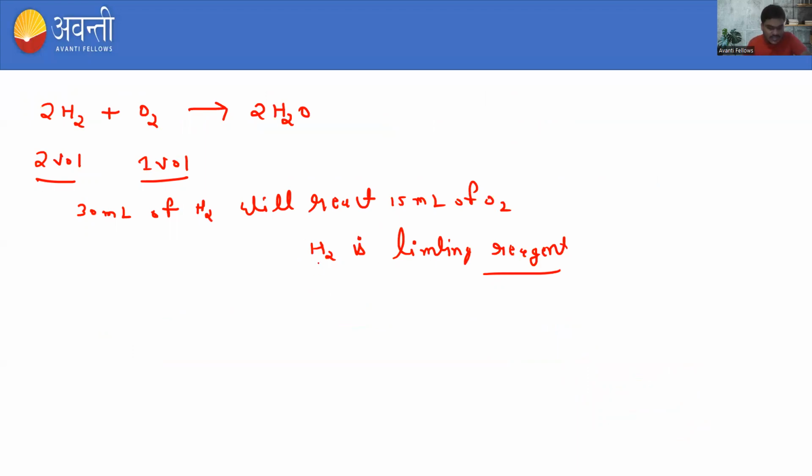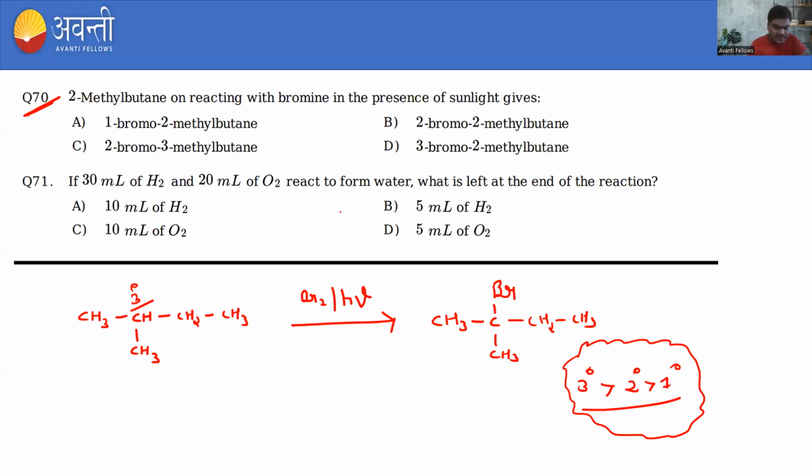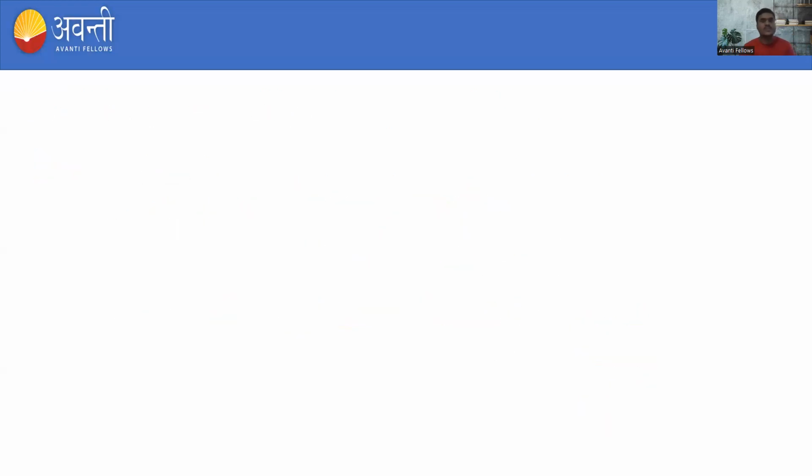So if H2 is the limiting reactant, what is the volume of O2 left unreacted? The volume of O2 left unreacted is nothing but 20 minus 15, which comes out to be 5 ml. So what is the correct answer for this question? That is 5 ml of O2. 5 ml of O2 is the correct answer for this question. I hope this is clear to you.